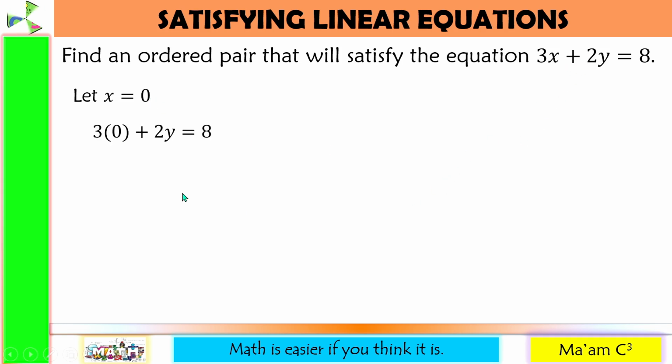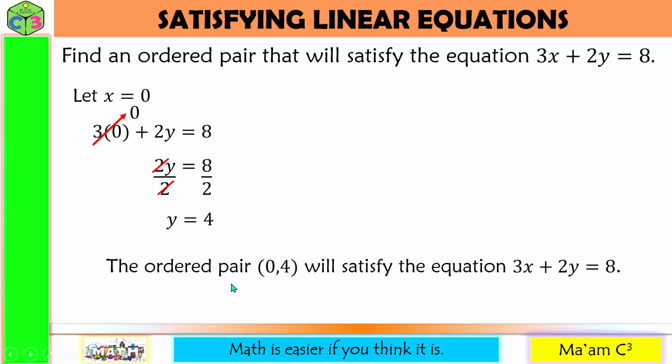Let's do that. 3 times 0, we know that it is 0. So we only have 2y is equal to 8. We need to solve for the value of y, so we need to eliminate this 2 here, and we can do that by dividing both sides by 2. So this 2 will cancel out, and 8 divided by 2 is equal to 4. So y is equal to 4. It means our ordered pair is 0 for x and 4 for y. This will satisfy the equation 3x plus 2y equals 8.